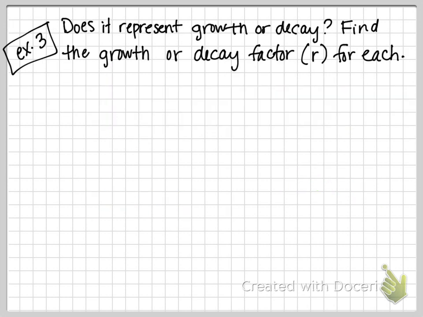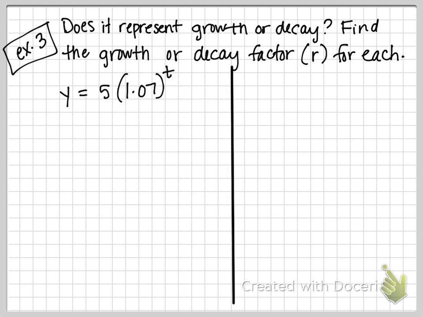Okay, let's look at this. This is another thing it likes to do. Does it represent growth or decay? And then you're going to find that growth or decay factor. So you're going to find R, the rate by which it's increasing or decreasing. Let's look at an example. Y equals 5 times 1.07 to the t. First of all, is this growth or decay, and how do you know?